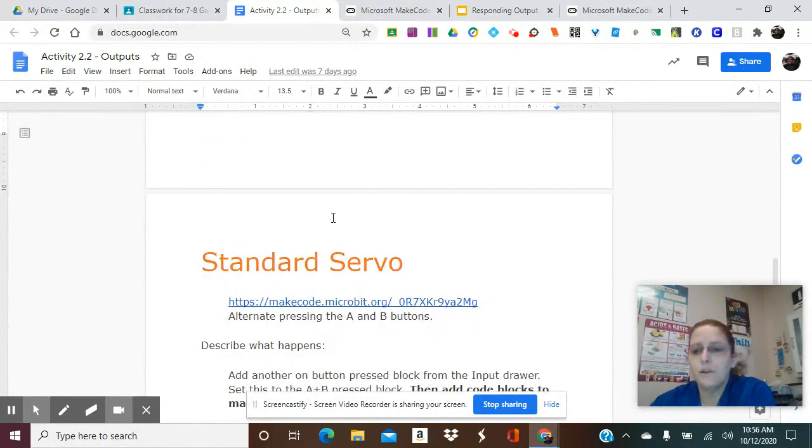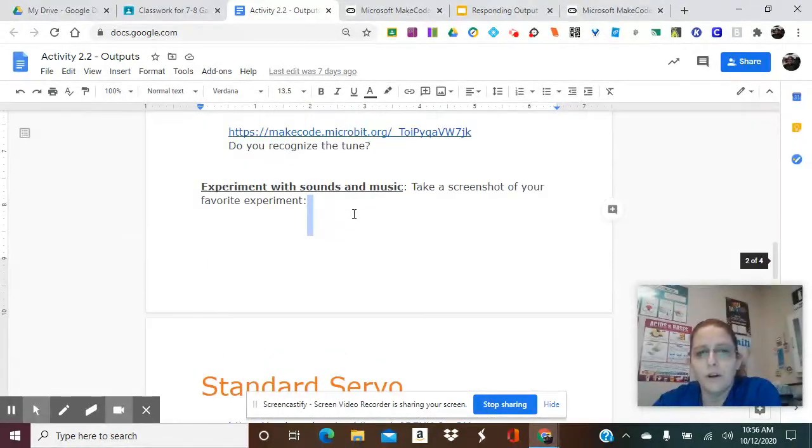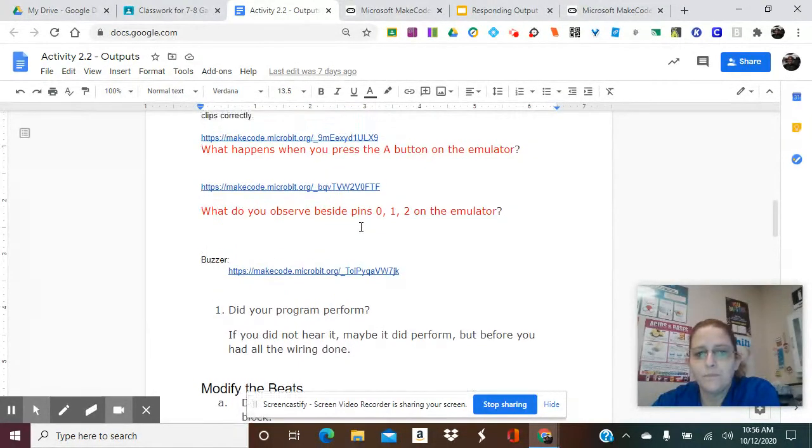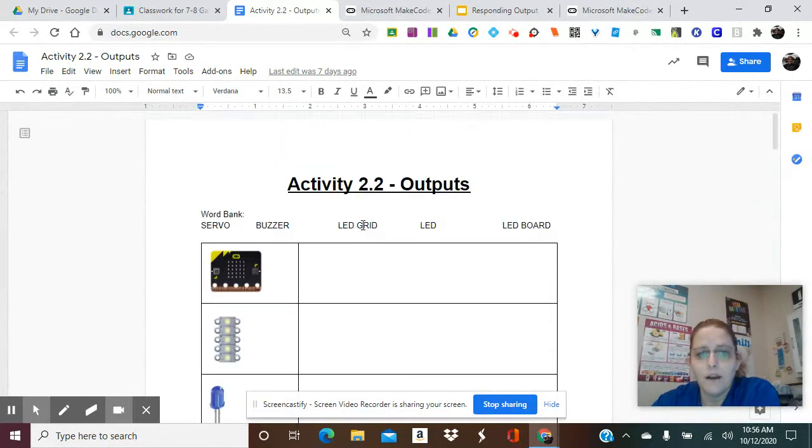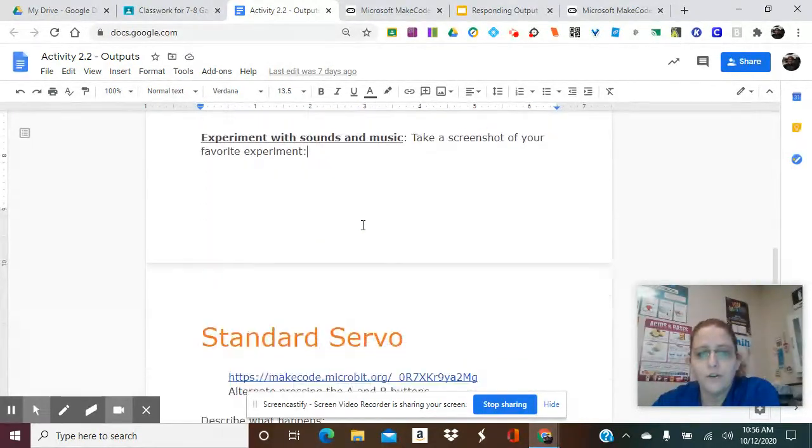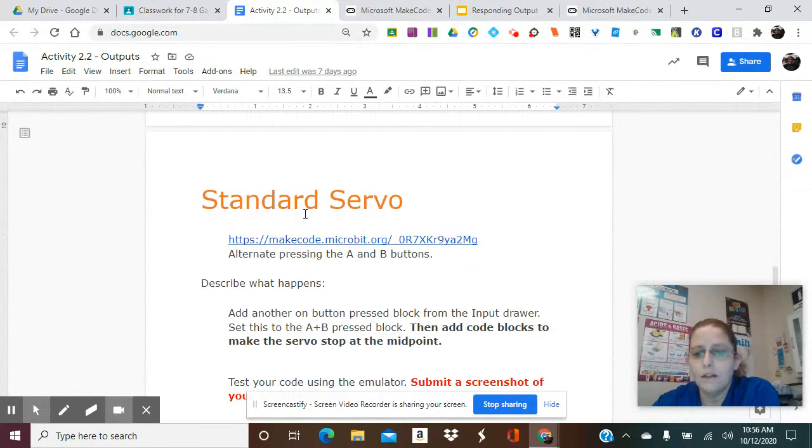So that is going to do it for your LEDs and your buzzer. So I'm going to stop there and then I'll do a second video for servos for those of you who are going to go on and work on that.